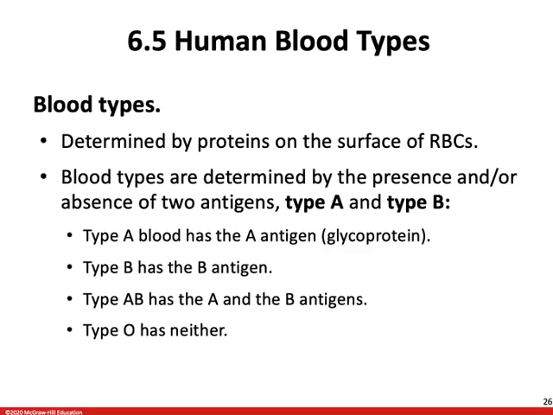So there are three specific types of blood groups, the ABO blood groups. These are going to be determined by antigens. These are foreign substances, often a glycoprotein, that stimulate an immune response. Blood types are going to be determined by the presence or absence of two antigens, type A antigen and type B antigen. Type A blood has the A antigen. Type B blood has the B antigen. Type AB blood has both antigens, and type O blood has neither antigen.